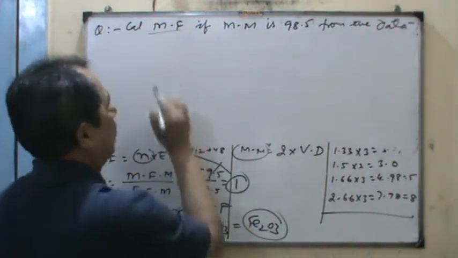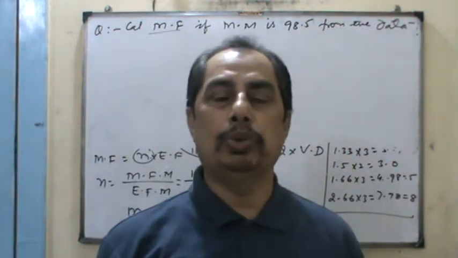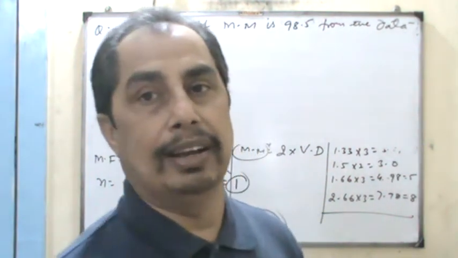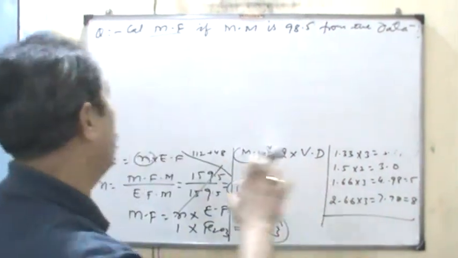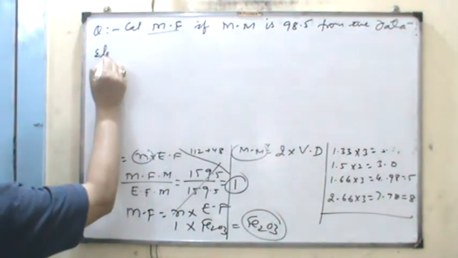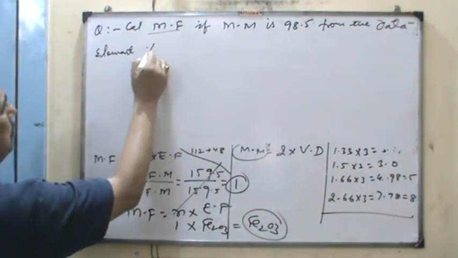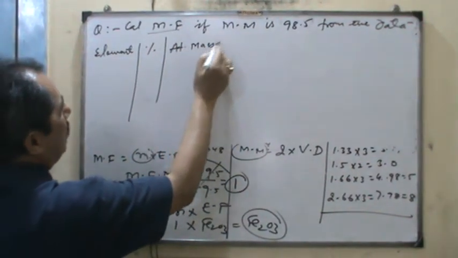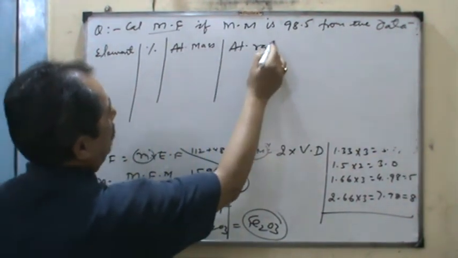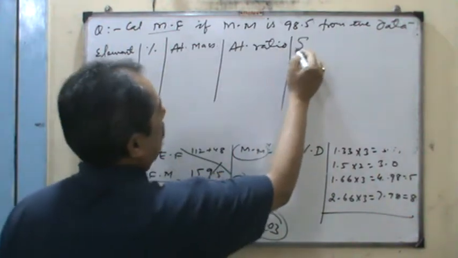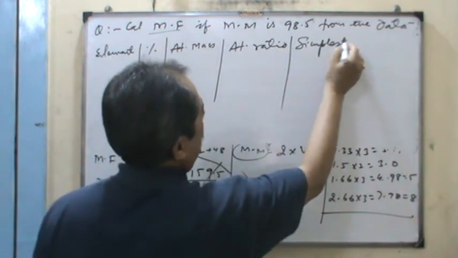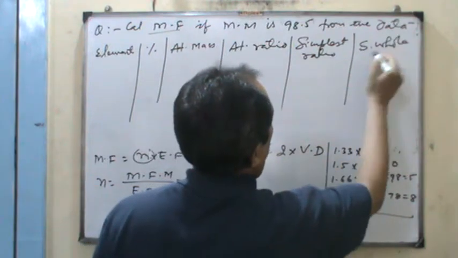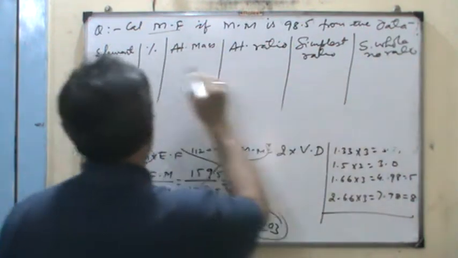We have to find the molecular formula. So to get the molecular formula, what I have told you, I gave you a piece of advice to first carry out the empirical formula. For the empirical formula, you have to draw the table. Here you write down element, percentage, atomic mass, atomic ratio, simplest ratio, and simple whole number ratio.